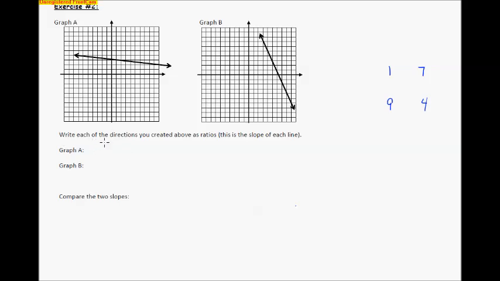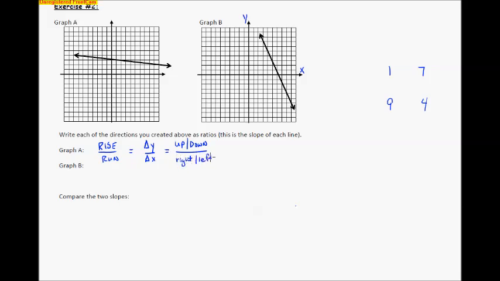So graph A, it says write each direction as a ratio like we did before. So I always want to think rise over run, okay? Or I want to think, how much did my y direction change? Remember, this is my y-axis up here, and this is my x-axis. So when I say, what did I change in my y direction? How much did I go up or down? And then when I think run, I'm saying, how much did I change in my x direction? Or how much did I go right or left?